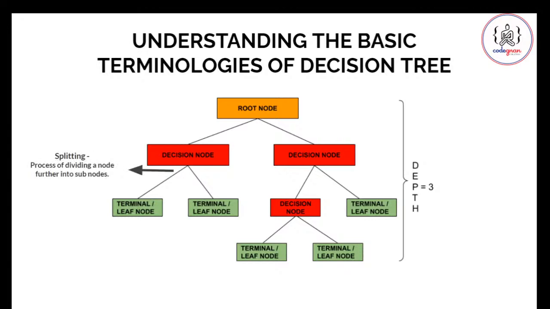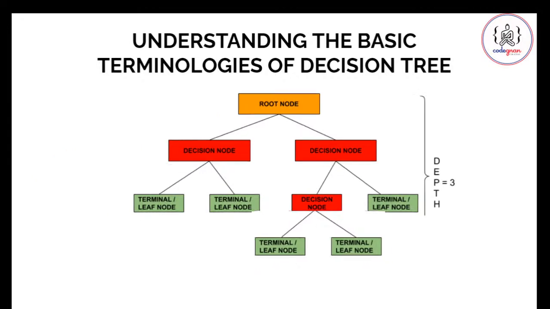Then we have something called splitting, right? Splitting is the process of dividing a node further into different subnodes. This is very easy to understand, right? In the splitting process, we are splitting this decision node into different subnodes.